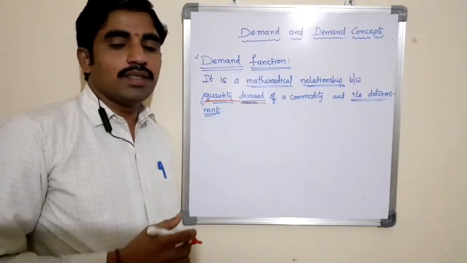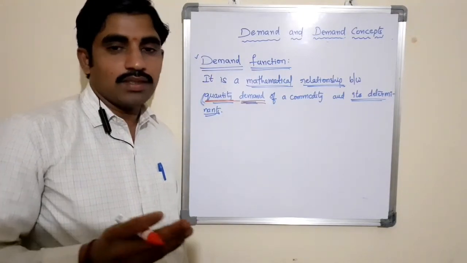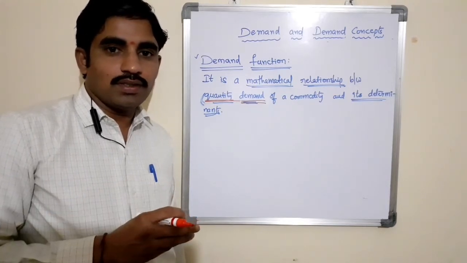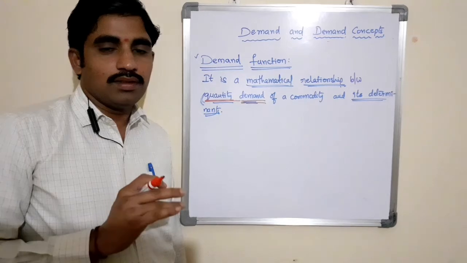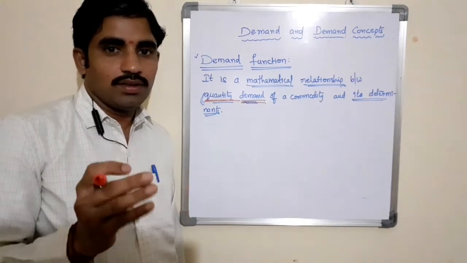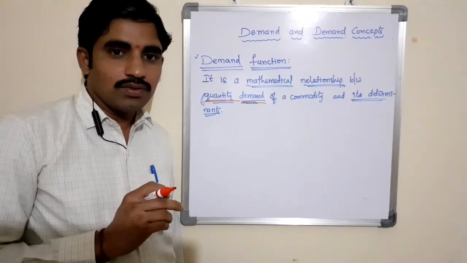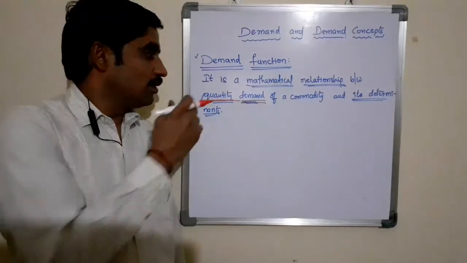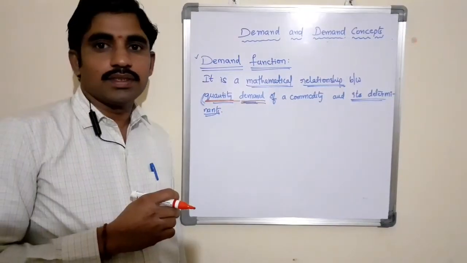The determinants of the demand are price of the product, income level of the consumer, taste and preferences of consumers, expected prices of the goods in the future, and prices of the related goods, and all other determinants of the commodity.